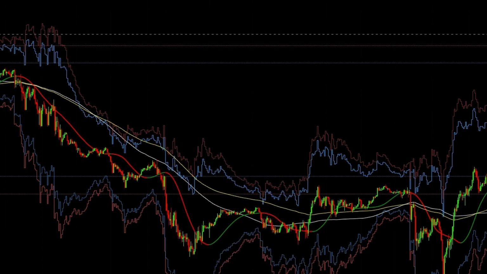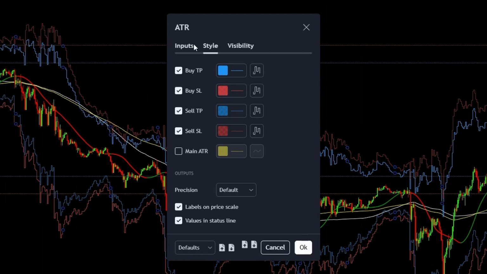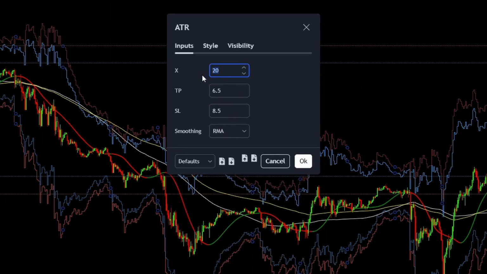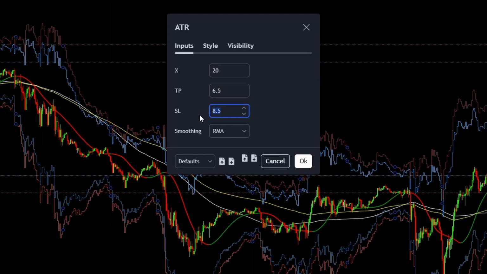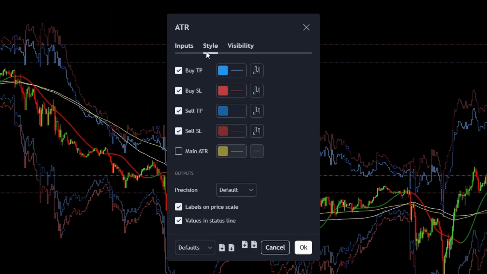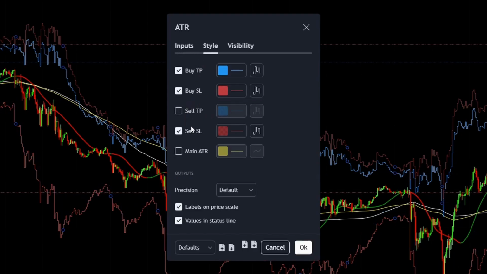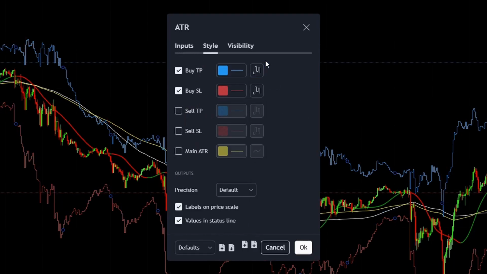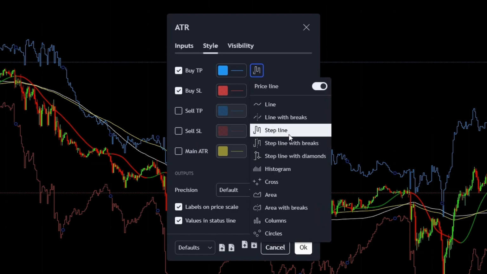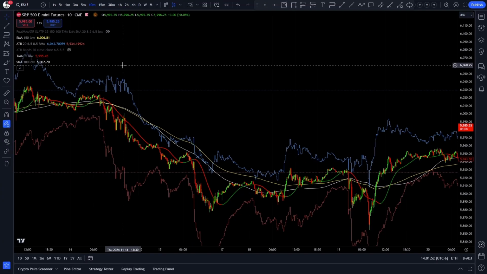And for the third, the SMA, we will use 100 length and again a low source, and I colored it white. For stop loss and take profit, the NNFX ATR, we will use a 20 for the X value, which is its length, a 6.5 for the TP value, which is the take profit multiplier, and an 8.5 for the SL, which is the stop loss multiplier. In the styles tab, uncheck the sell TP and the sell SL. Also, I changed the line styles to step line. Okay, all the indicators are set correctly.